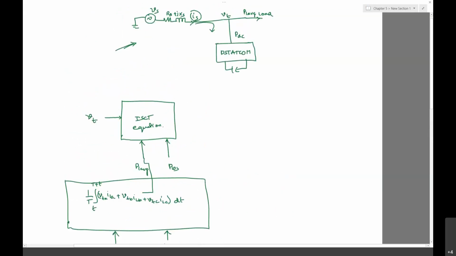For that, we require a PI controller. We have to take VDC star, the DC link voltage reference, minus VDC, the actual voltage of the D STATCOM. If it is a neutral clamp, then it should be VDC1 plus VDC2, with two capacitors to be charged. I'm just considering a single capacitor of the H-bridge topology, not the 4-leg topology.